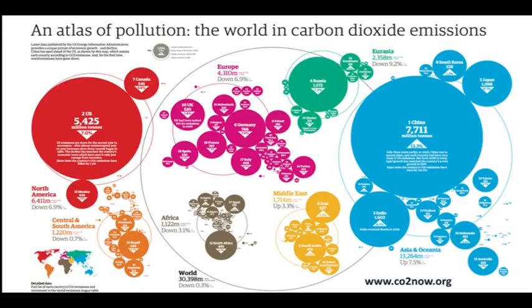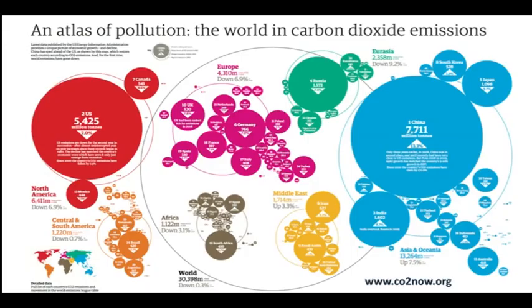This, by the way, comes from an organization and website called CO2now.org, and the data comes from the EIA, but the graphics were done by CO2 Now. The circle size is proportional to the amount of CO2 each country produces, and it's divided into regions. So let's start with the U.S. over here on the left.